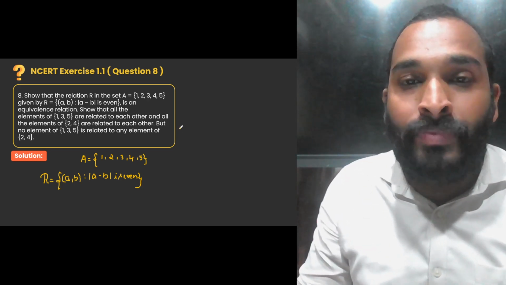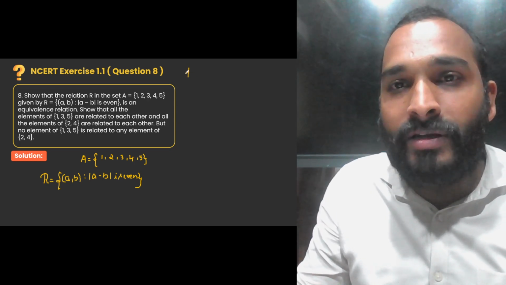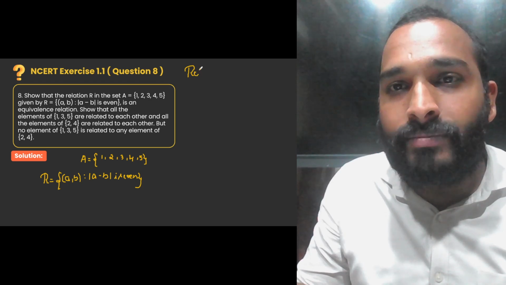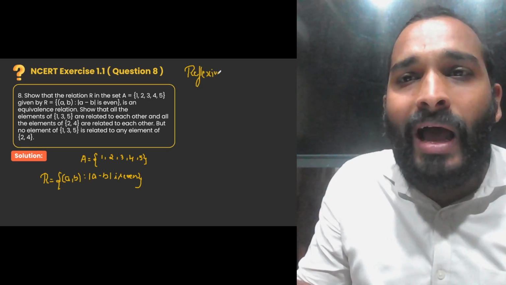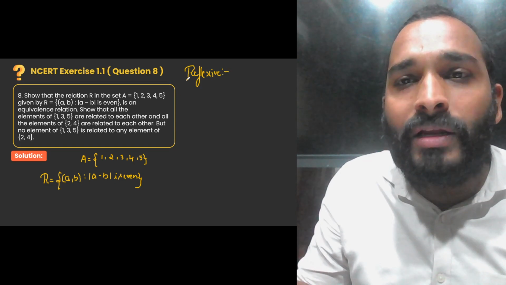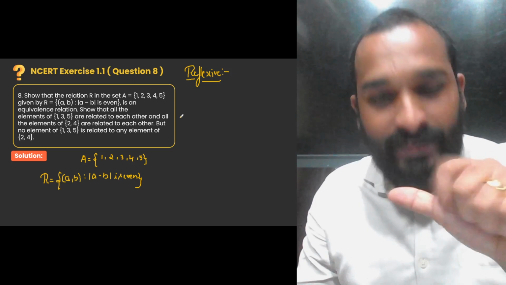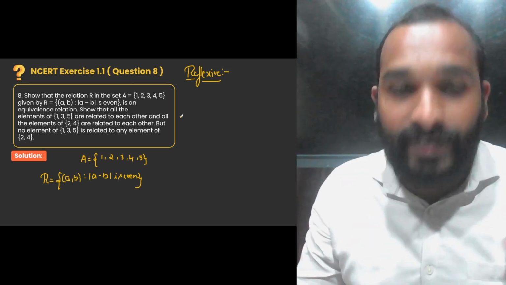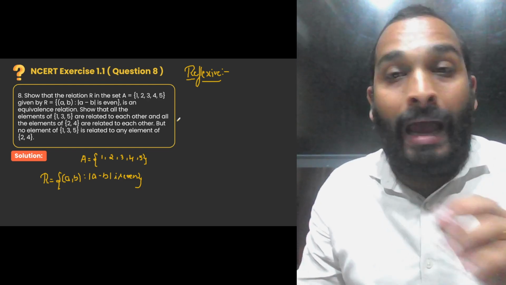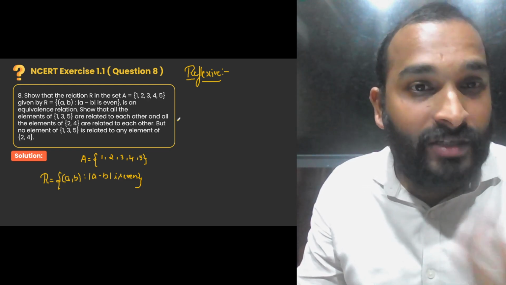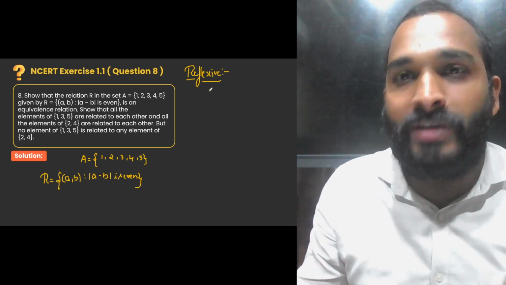Now first, this one given relation, let us try to check whether it is reflexive, symmetric, and transitive. As we have already studied, when will a relation be called an equivalence relation? When a relation is reflexive, symmetric, and transitive, we call the relation an equivalence relation, right? And you have studied how to check whether the given relation is reflexive, transitive, and symmetric. Now let us try to solve this question.